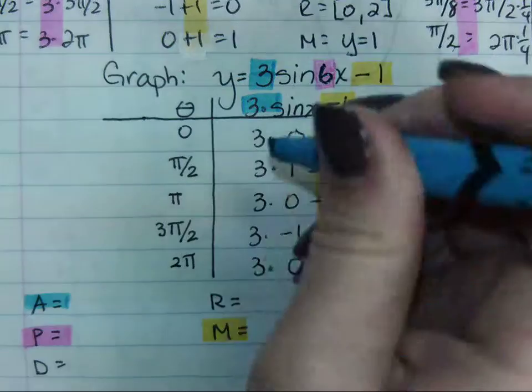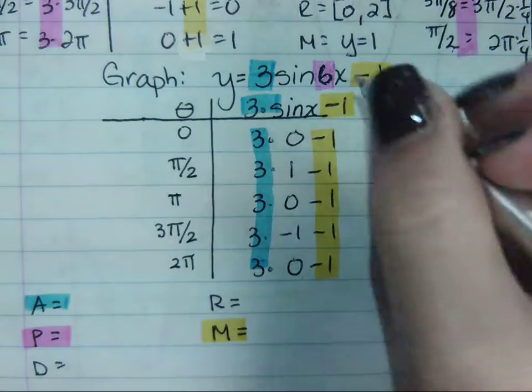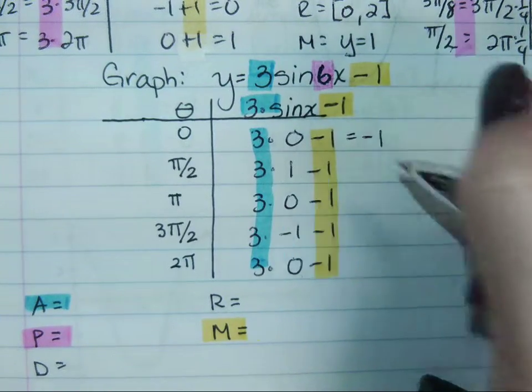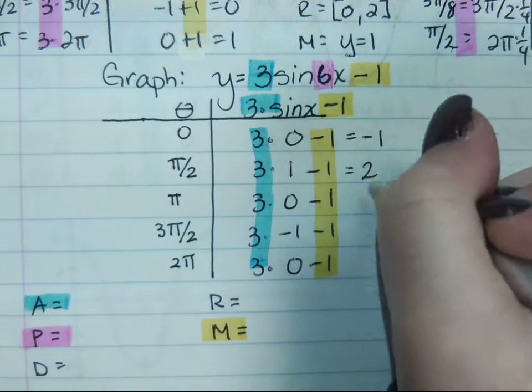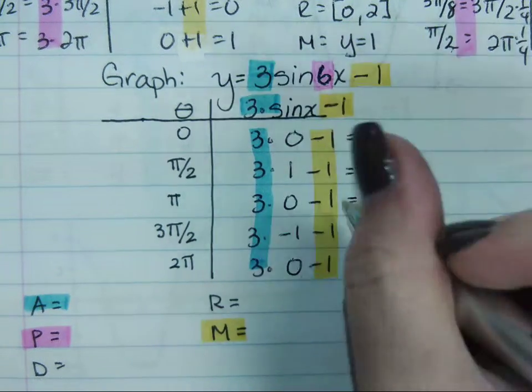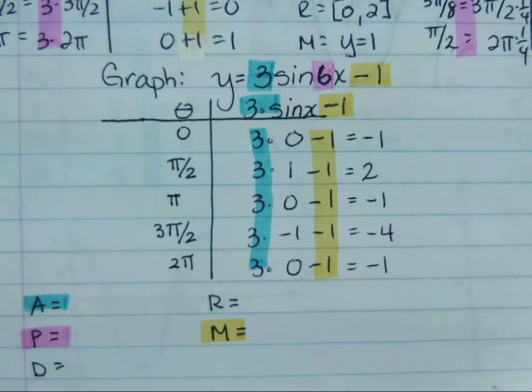And you don't need to color code yours. I just like to. All right, so 3 times 0 minus 1 is a -1. 3 minus 1 is a 2. Again, -1. So this is going to be -3 minus 1, which is a -4, and then back to -1.